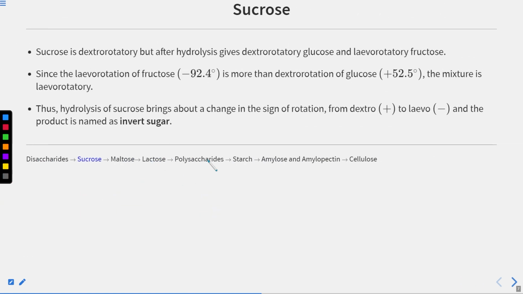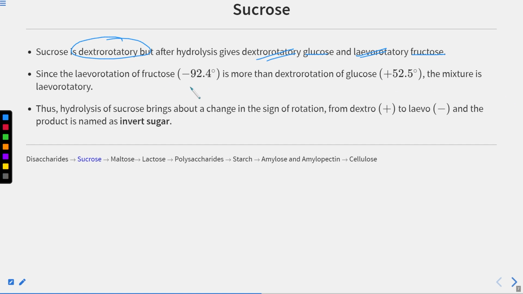Now if I talk about the optical properties of sucrose, then sucrose is dextrorotatory. But on hydrolysis it gives 2 units, first glucose and second fructose. We have seen that glucose is dextrorotatory while fructose is levorotatory. Now how could we predict the rotation of sucrose based on the rotation given for the monosaccharide units? You can predict it by the magnitude of the degree.